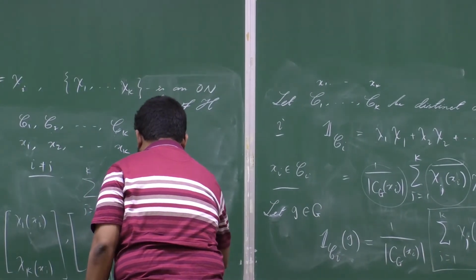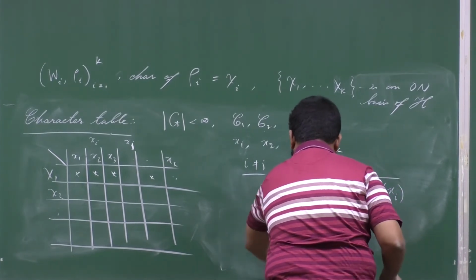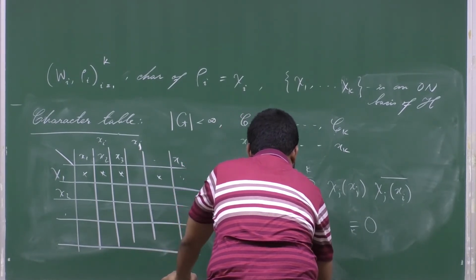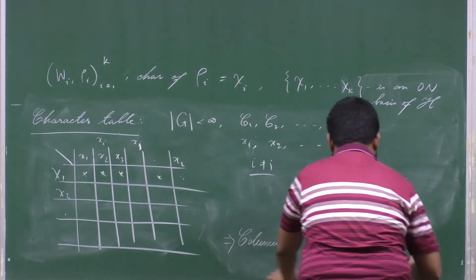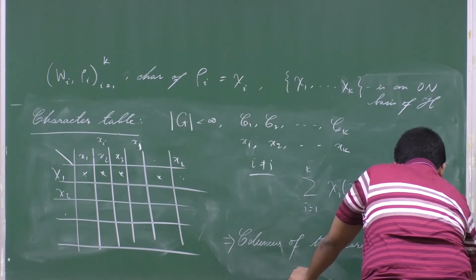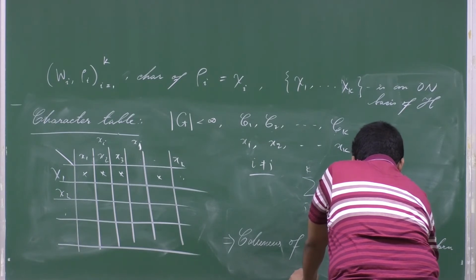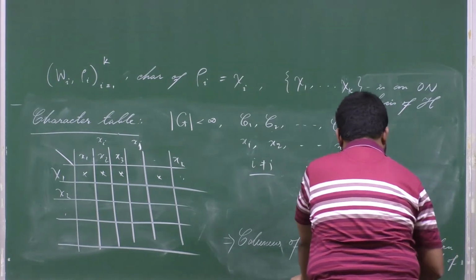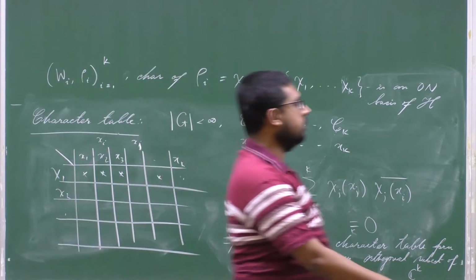So let me put it in this way, since we have observed this: columns of the character table form an orthogonal set of Ck. Okay. So simply columns are orthogonal, that is why we call these second orthogonality relations the column orthogonality relations.